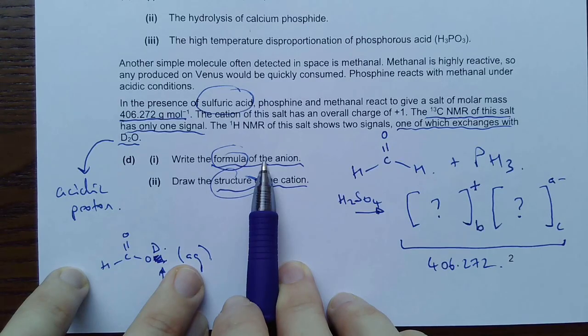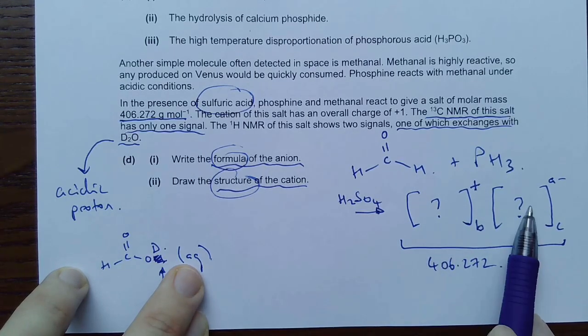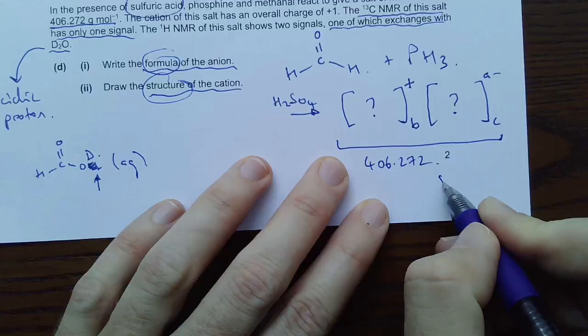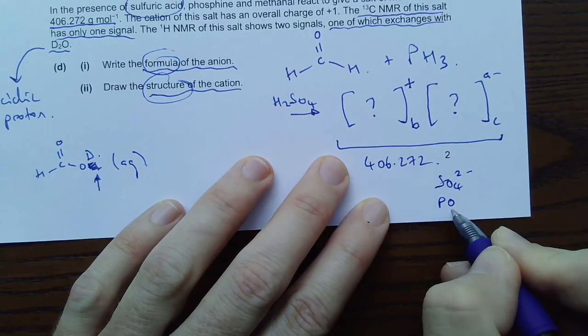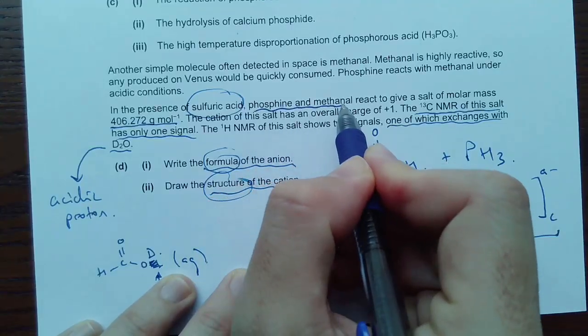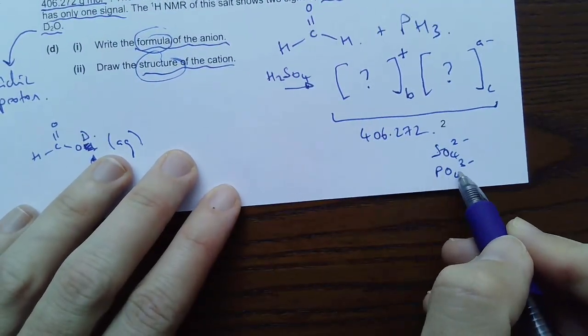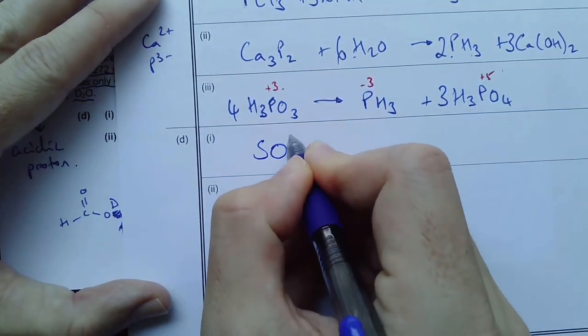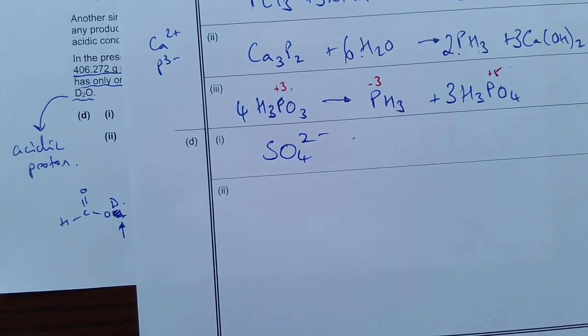Because only one of these can have carbon in, one of them is not going to have any carbon in. It feels like the structure of the anion is either going to be SO4 2 minus, or PO4 3 minus, because anything else would have to have carbon in it. Now, if the phosphine and the methanol are reacting, then my anion is not going to be from the phosphorus. So that's the only logic I can use to go SO4 2 minus for my anion.